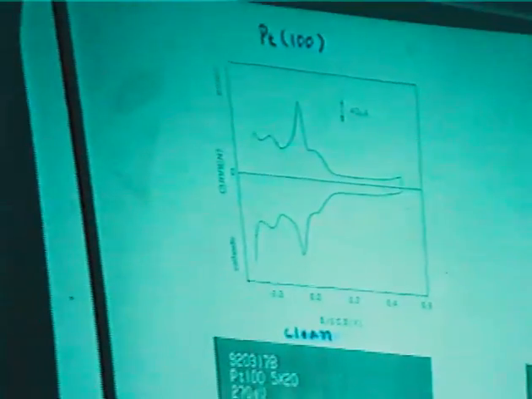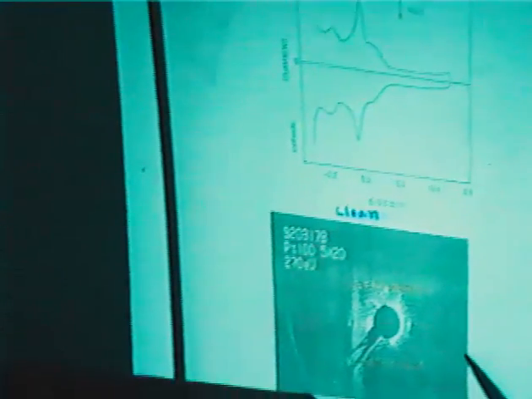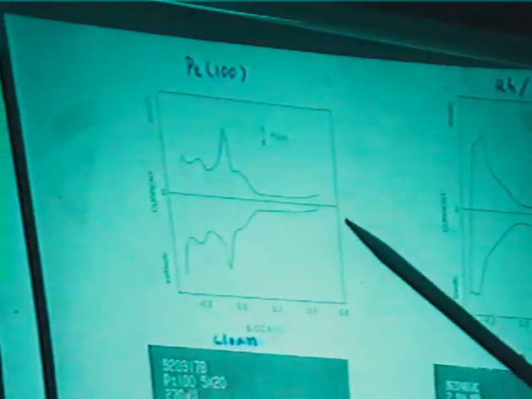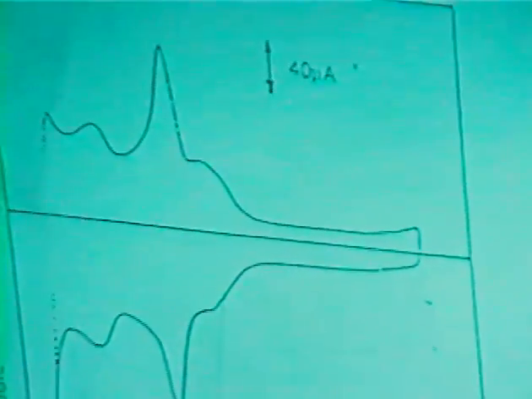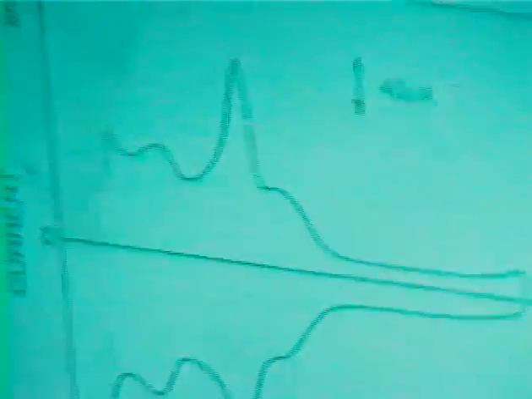Here shows the twin surface 5x20 structure, and this surface is bottom shown here. And on that, we deposit rhodium. The bottom graph changes quite drastically.